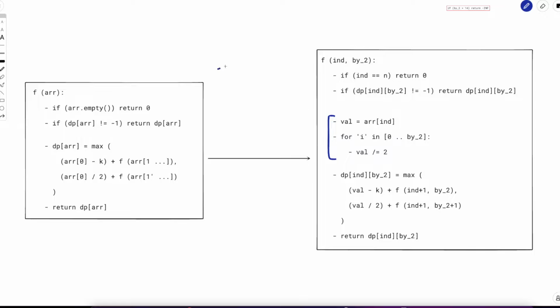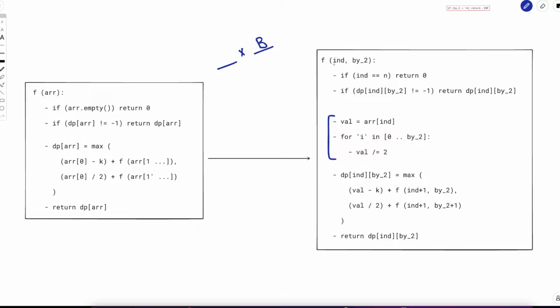Again, the same thing: number of states multiplied by the work we are doing inside each of these states. What we are doing inside each state is basically a loop that runs over by 2 times. So whatever is the maximum value of by 2, that we are doing inside each of these states. So let's represent this by b. B is the maximum value of by 2.